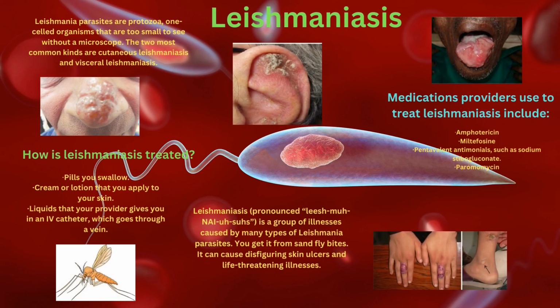Leishmaniasis. Leishmania parasites are protozoa, one-celled organisms that are too small to see without a microscope. The two most common kinds are cutaneous leishmaniasis and visceral leishmaniasis. Leishmaniasis is a group of illnesses caused by many types of Leishmania parasite. You get it from sandfly bites. It can cause dysphagia.